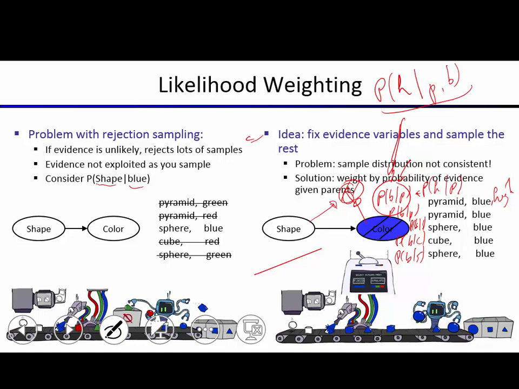So always what we multiply in will be the probability of the evidence variable given its parents. Some of its parents will have been sampled. Some of its parents will have been fixed to whatever they were fixed to. But either way, what we multiply in will be the conditional given its parents.